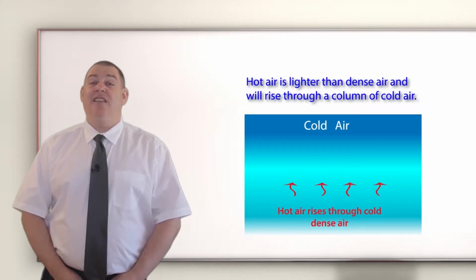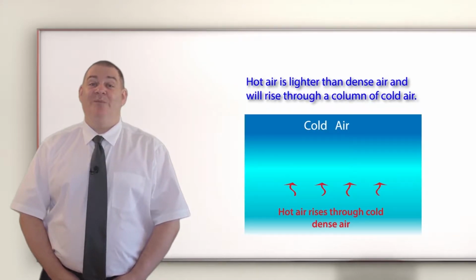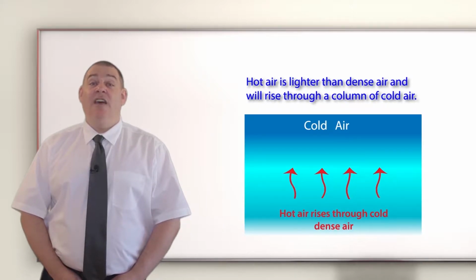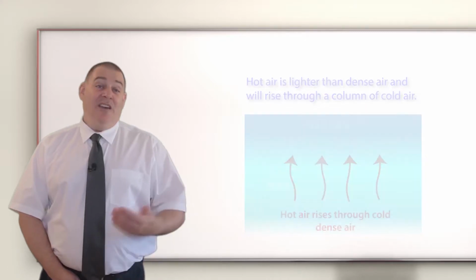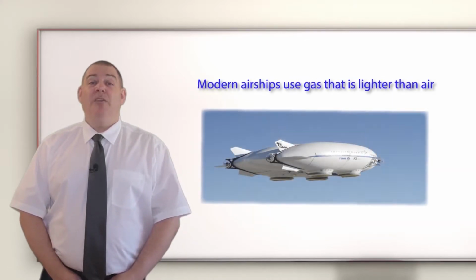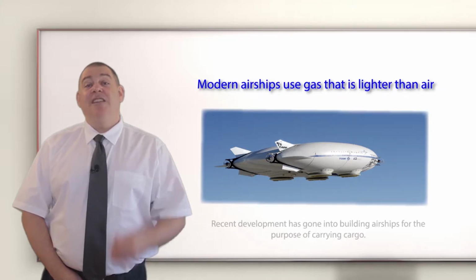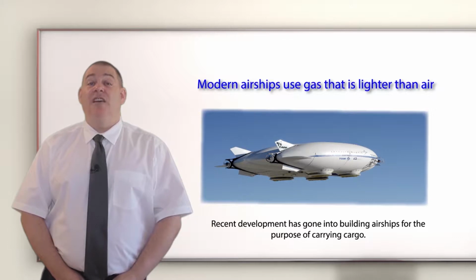Hot air is less dense than cold air. This reduction in density means that the hot air is light and able to rise through a column of cold air. Instead of using hot air, modern airships use gas that is lighter than air. Although airships are not practical for the transportation of people due to their slow speeds, development in recent years has gone into building airships for the purpose of carrying cargo.